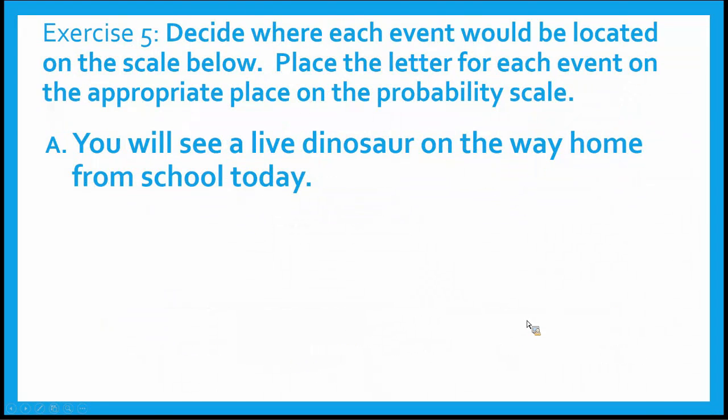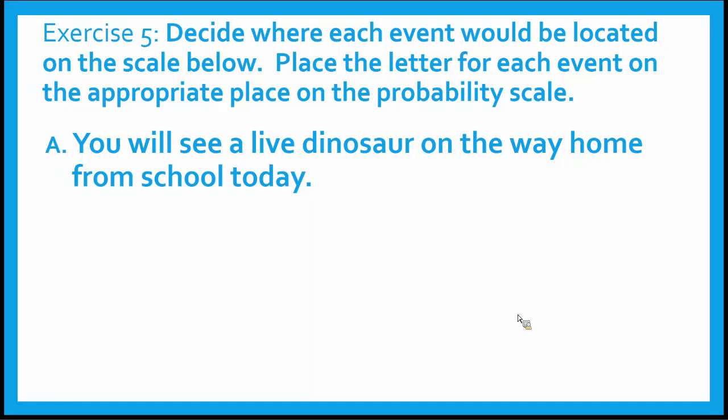So exercise 5. Decide where each event would be located on the scale below. So there's going to be a scale that's located at the end of this exercise. Place the letter for each event on the appropriate place of the probability scale. So this is part A, so we would place A where we think it would belong on the scale.